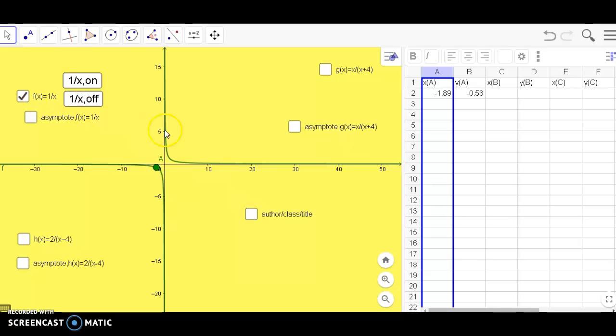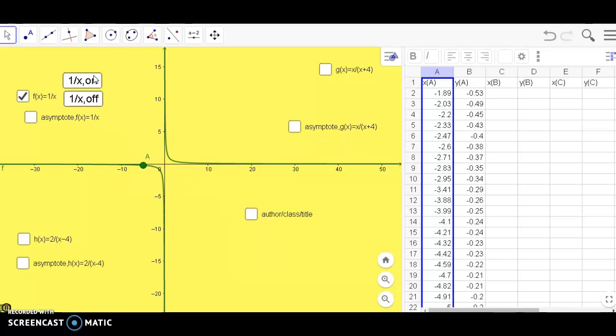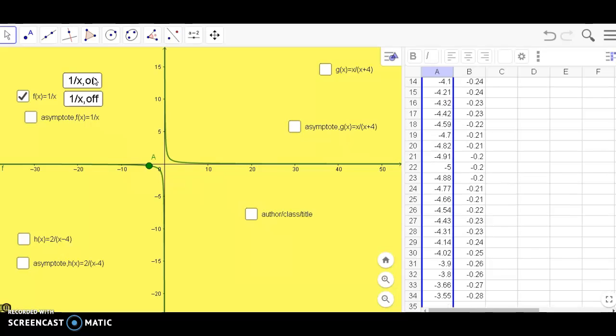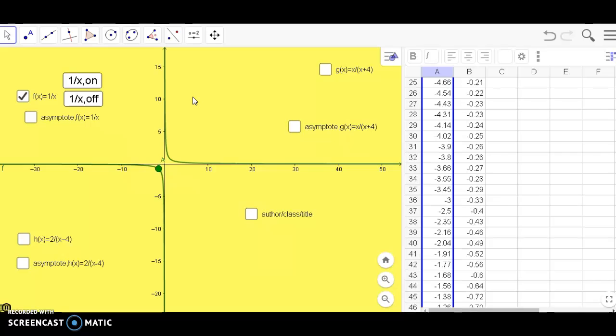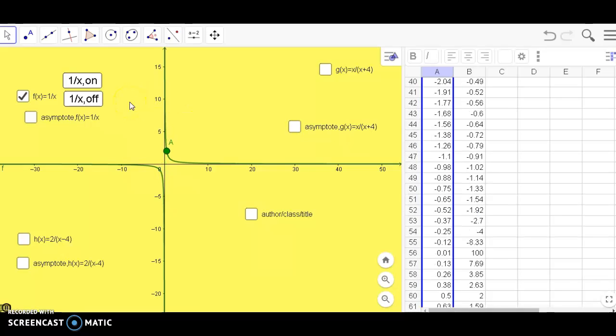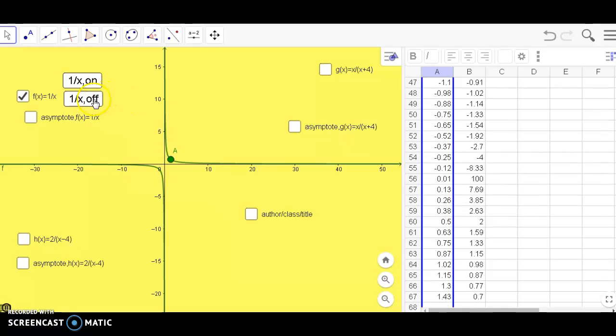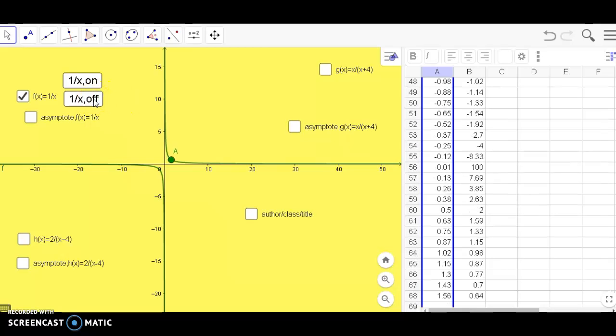Check box graphs the function and a point. My button will activate the point and start to produce a set of data on the spreadsheet. So I let my point travel around quite a bit so we can get lots of data to look at. There we go. Off button, and let's see what we can see.